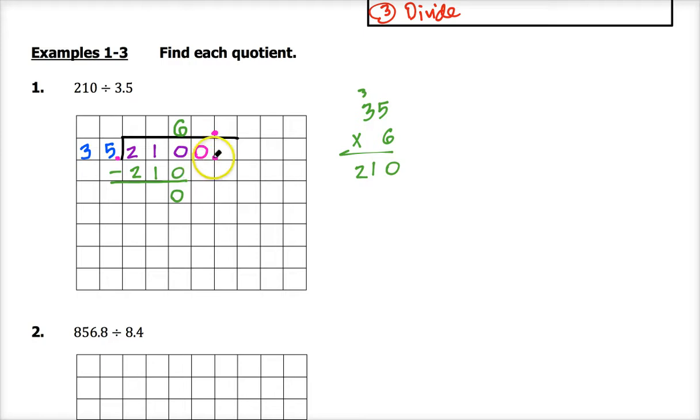I still need to bring down this 0 though. You have to bring down all numbers to the left of your decimal point. So bring down this 0, and now we take 35 into 0. 35 goes into 0 zero times, and 0 times 35 is still 0. So now that we've taken 35 into all the numbers to the left of our decimal point in our dividend, now we're done, and we see that 210 divided by 3.5 is the whole number 60.